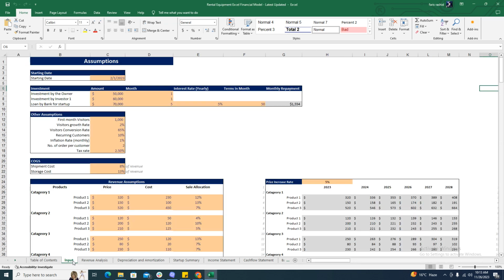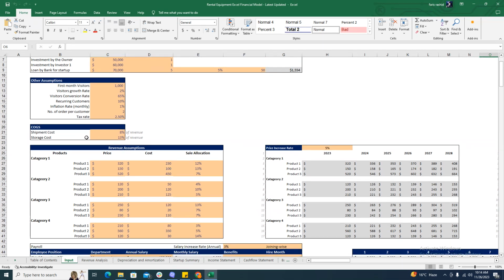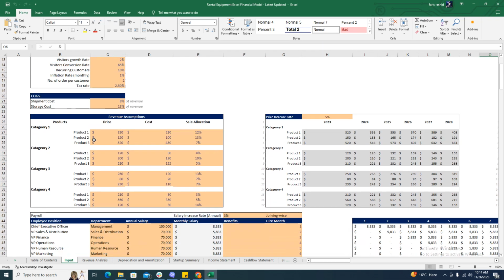Coming towards the input sheet, it basically gives you all the relevant assumptions that are being used in the calculations of this financial model. It includes the investment assumptions and some other assumptions as well. These are related to revenue and cost. As you can see over here, the cost assumptions are also included, and the revenue assumptions. These give the revenue streams or revenue drivers.